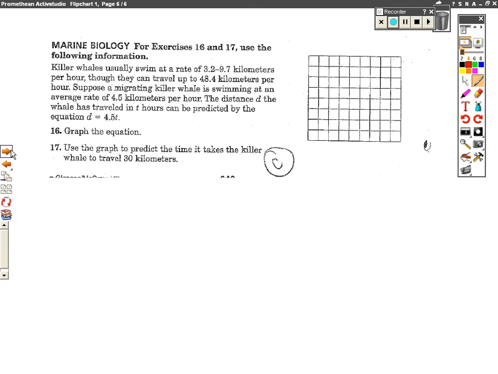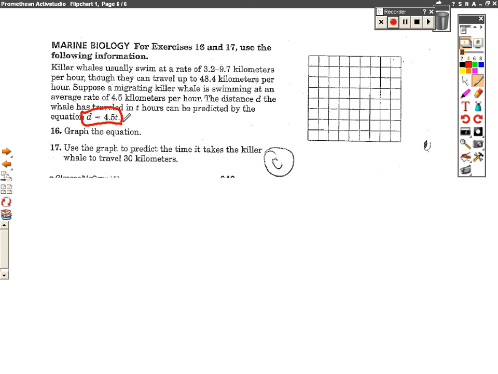Okay, next one. Killer whales usually swim at a rate of 3.2 to 9.7 kilometers per hour, although they can travel up to 48.4 kilometers per hour. Suppose a migrating killer whale is swimming at an average rate of 4.5 kilometers per hour. The distance the whale has traveled can be predicted by, so it gives us the equation. It says to graph it.